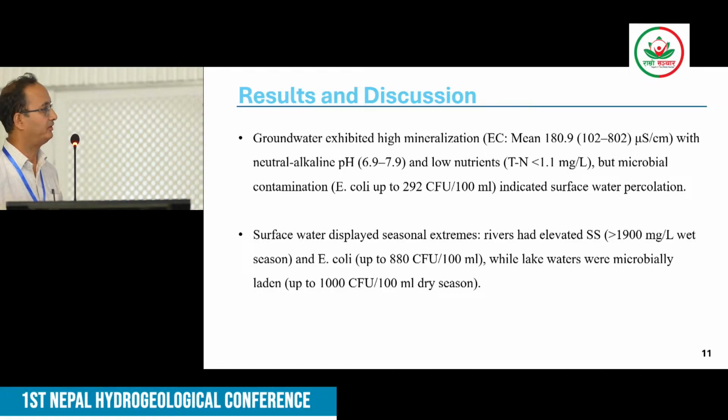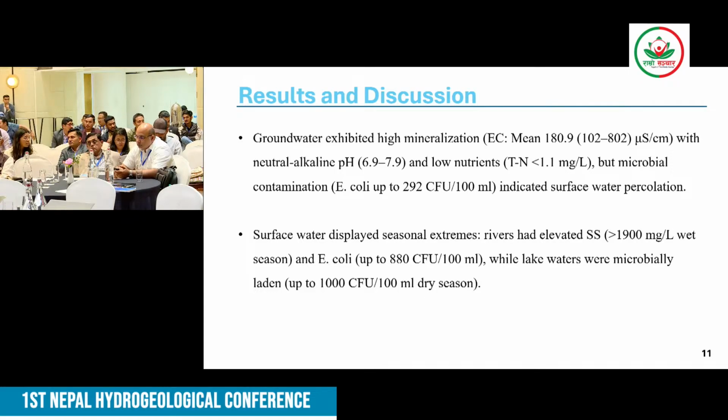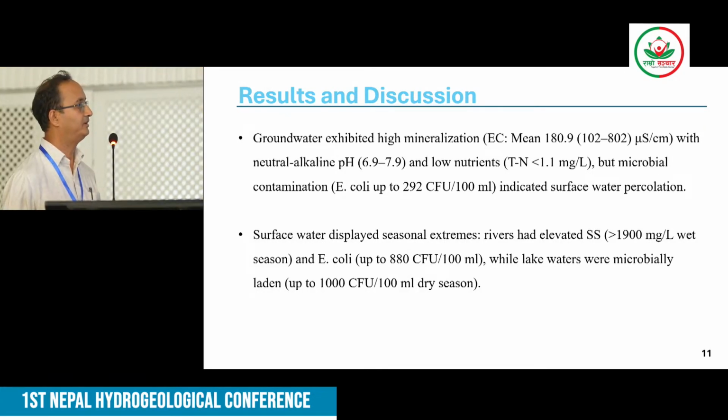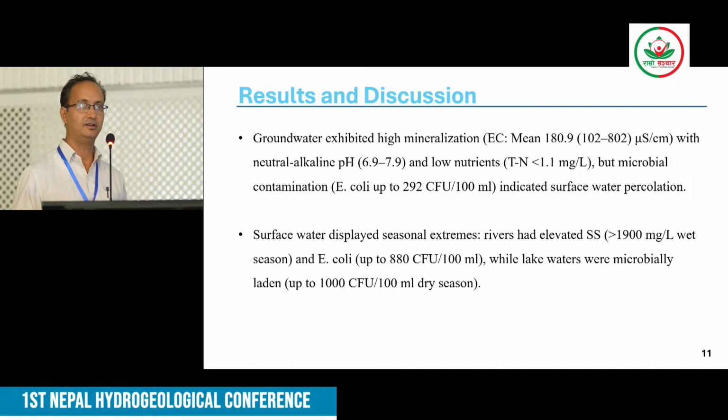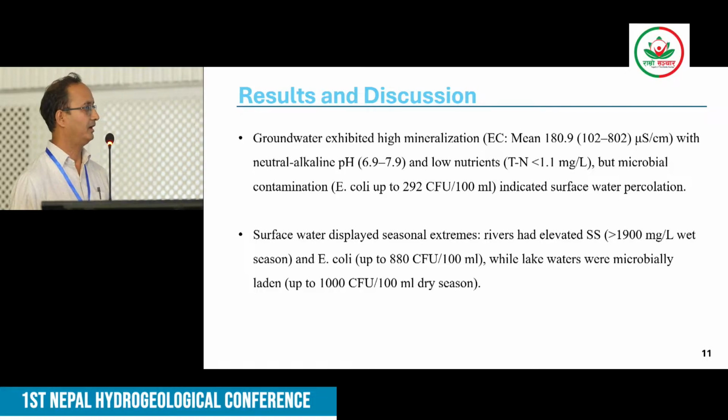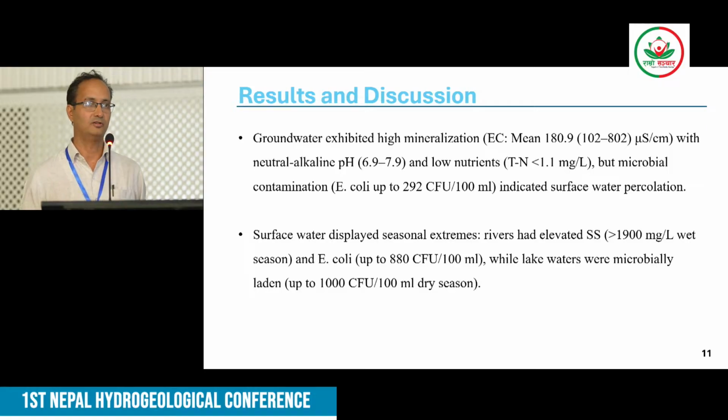And the surface water sources displayed seasonal extremes. For example, in the case of the parameter suspended solids, especially in the river, all the river samples in the wet season, that's during the rainy season, monsoon time, have very high suspended solids in the water sources of the river, and similarly even the E. coli also.